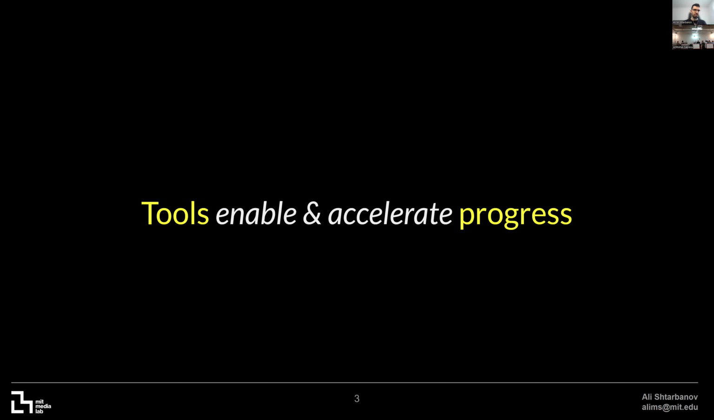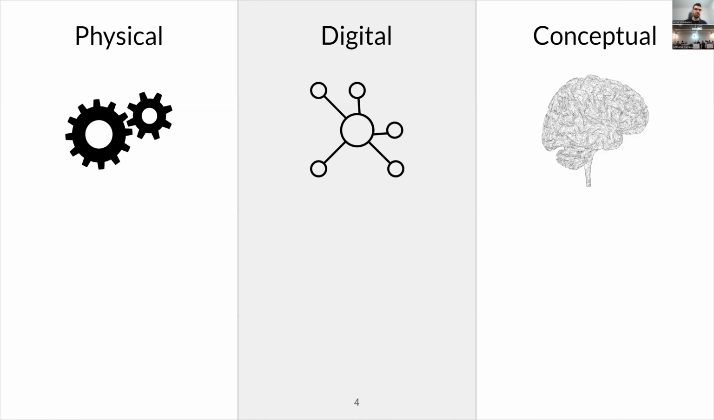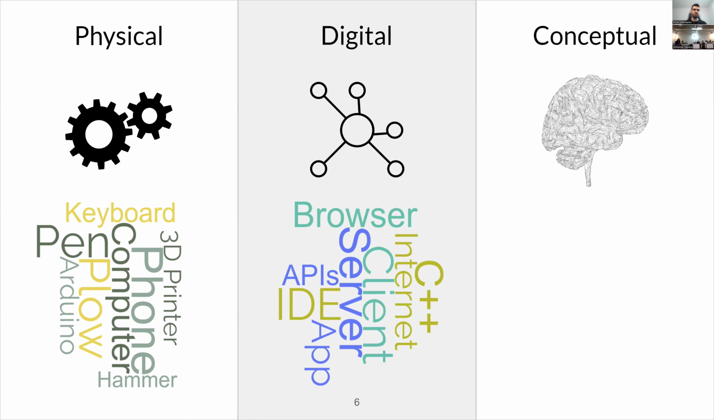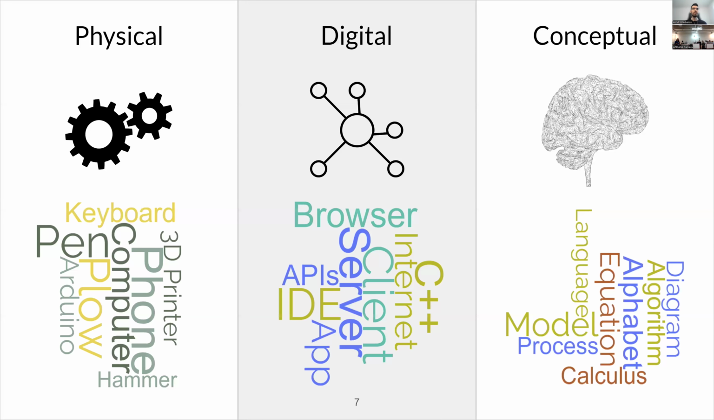But what do I mean by tools? My definition of tools includes three distinct categories: physical tools, such as the plow, pen, hammer, 3D printer, and computer; digital tools, including programming languages, browsers, apps, and the internet; and conceptual tools, such as language, alphabet, equations, and models. Therefore, tools enable and accelerate progress because without physical, digital, or conceptual tools, we cannot make any advances in any field, including in fields like philosophy and history.